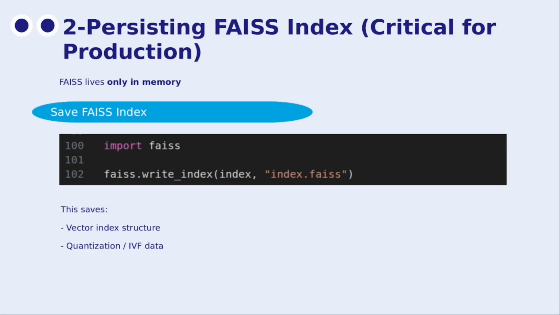Persistent FAISS index. Now let's talk about production reality. By default, FAISS lives only in memory. If your application restarts, everything is gone. That is unacceptable in production. Save the FAISS index. This saves the FAISS index to disk. It includes the index structure, IVF clusters, and quantization data.